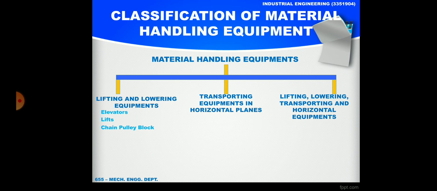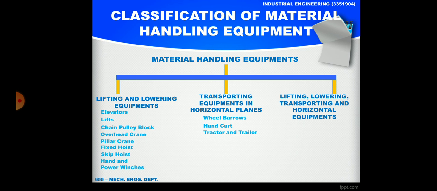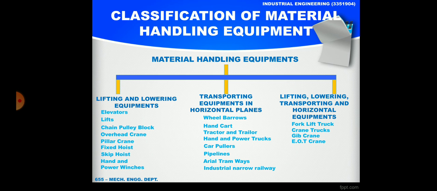Elevators, lifts, chain and pulley block, overhead crane, pillar crane, fixed hoist, skip hoist, hand and power winches. What are the examples of transporting equipment in horizontal planes? These are wheelbarrows, hand cart, tractor and trailer, hand and power trucks, car pullers, pipelines, aerial tramways, and industrial narrow railways. And at last, the combination of both: forklift truck, crane trucks, grip crane, EOT crane, gantry crane, conveyors, portable elevators, and spiral rollers.